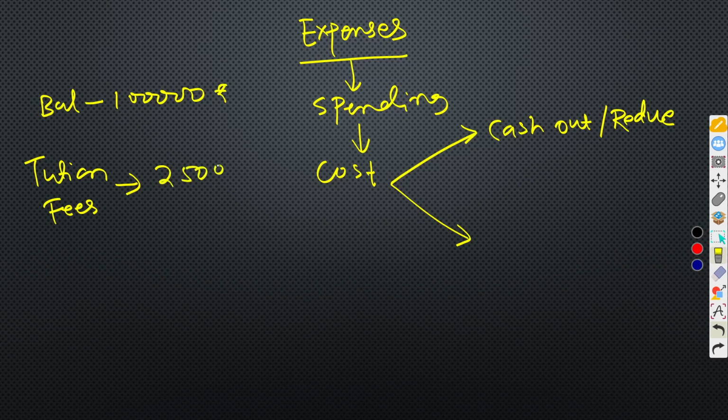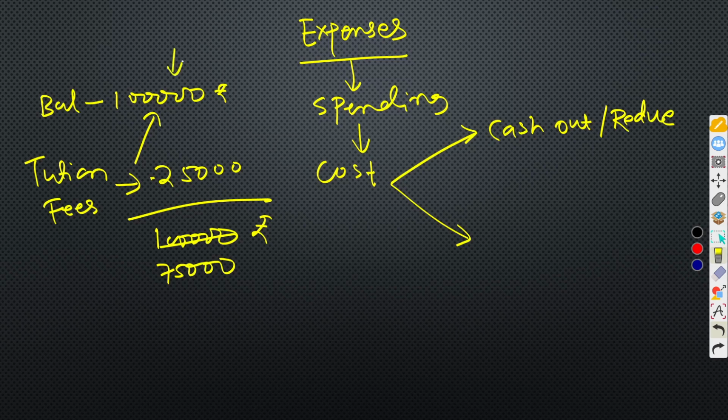So what would be your updated balance? Of course, not 1 lakh. Sorry, right, 75,000. Your updated balance would be 75,000. So if you see, your expenses directly affect the cash balance or assets. Cash we treat as an asset basically, so your assets will reduce if expenses go high or increase.